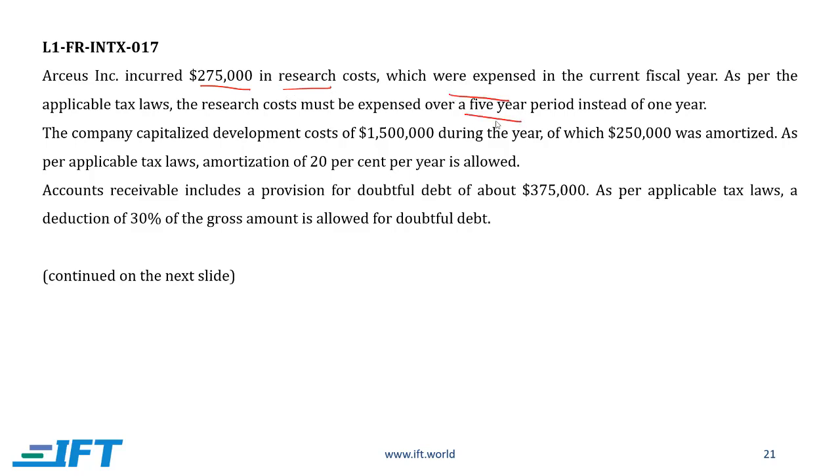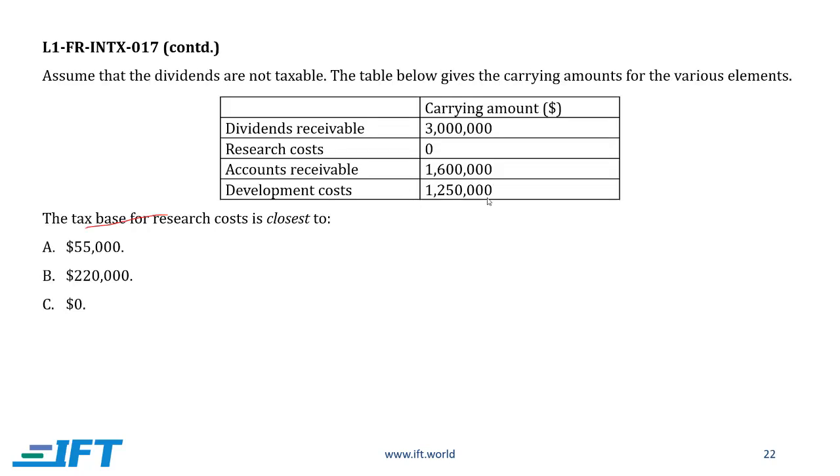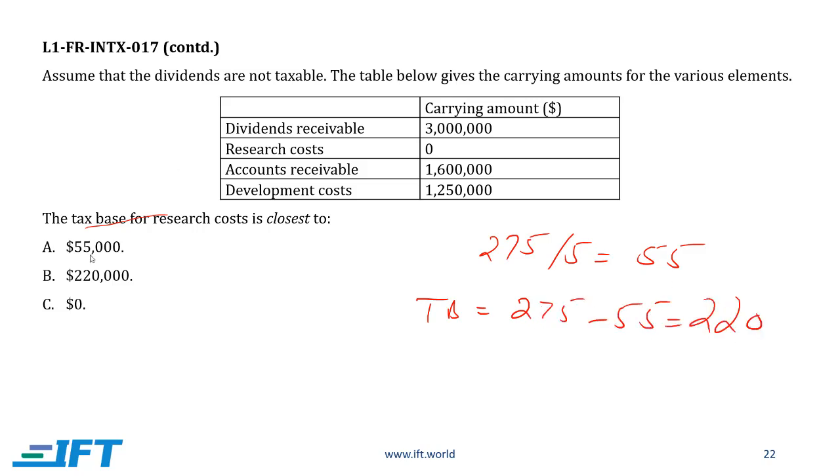But in your applicable tax laws, what we need to do? We need to divide it in how many years? 5 years. We have already done that. So 275 divided by 5 is how much? 55. Your tax base would be, original amount was how much? 275 minus this equals 220,000.